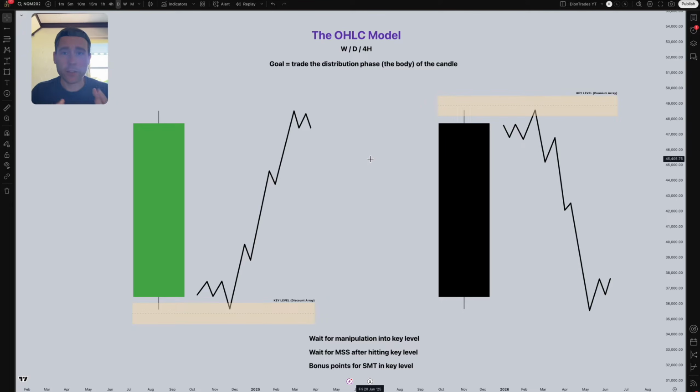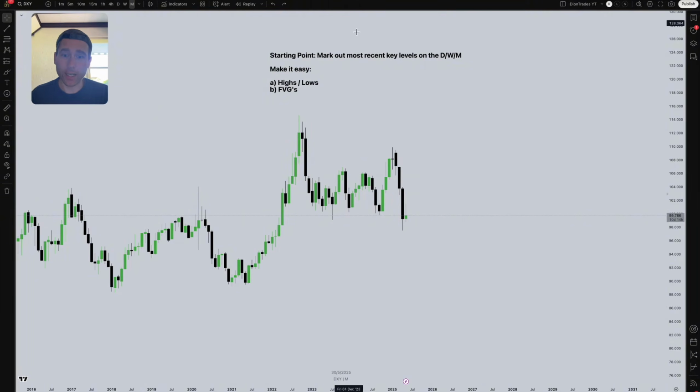But first, let's answer some other questions. And the first question is how to determine key levels. So what you need to do every single week at the start of the week, you mark out the recent key levels on the daily, weekly, and monthly. And I do this as part of my weekly outlook, and I really recommend you do the same every Monday or every Sunday.